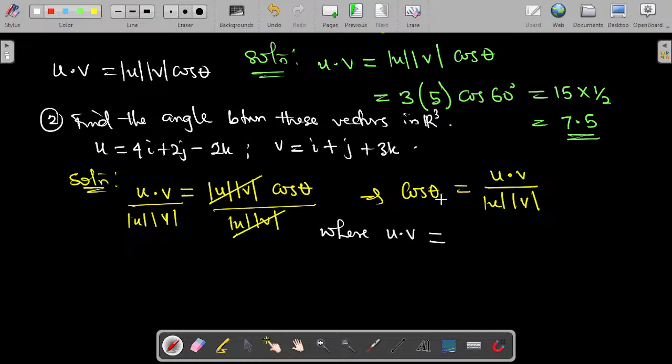So did anybody get u dot v? Nobody is responding to me. Okay, let me do it myself then. My u dot v is going to be 4 times 1, the component of i there is 1, then plus 2 times 1 also. Okay, somebody got 0. Beautiful. And then minus 2 times 3. Let me finish my own.